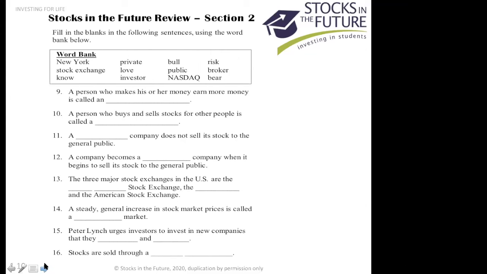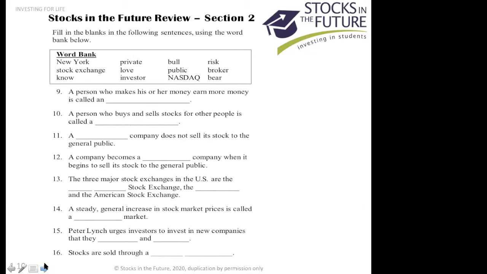Number 12, a company becomes a what type of company when it begins to sell its stock to the general public? Fill in the blank, please. Number 13, there are 3 major stock exchanges in the U.S. They are the what Stock Exchange, the what Stock Exchange, and the third one is called the American Stock Exchange. So look up in the word bank and figure out the other 2 types of exchange companies.